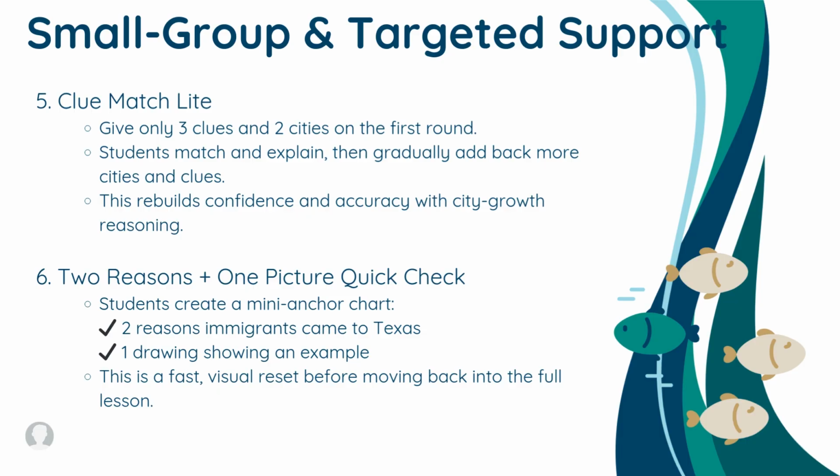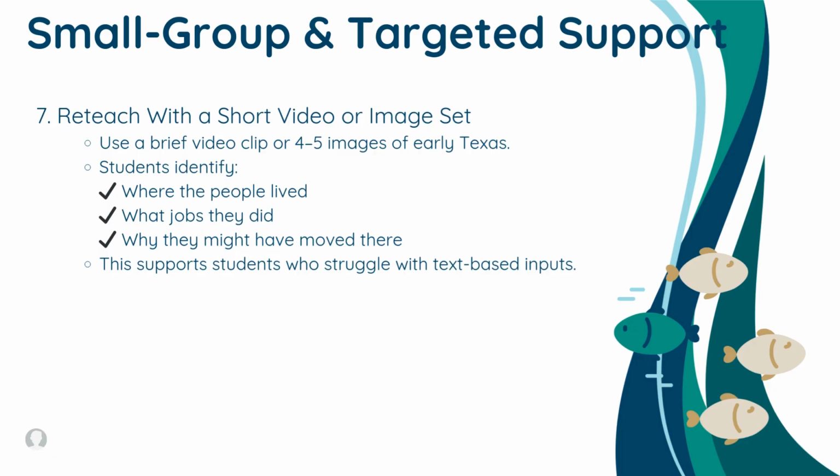And then the next one on there is two reasons plus one picture. And this gives you a super fast reset. Students give two reasons immigrants came to Texas in one drawing. The mini anchor chart can reveal who has the basic ideas and who still needs more reteach without another long text. This last small group targeted support is for students who struggle most with text heavy tasks.